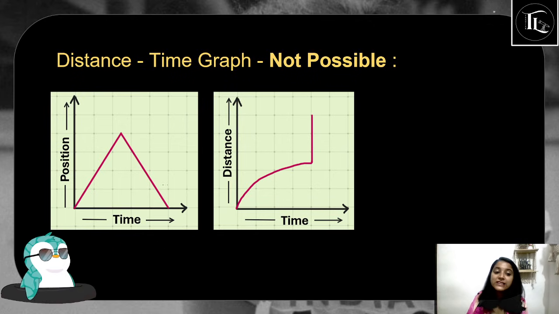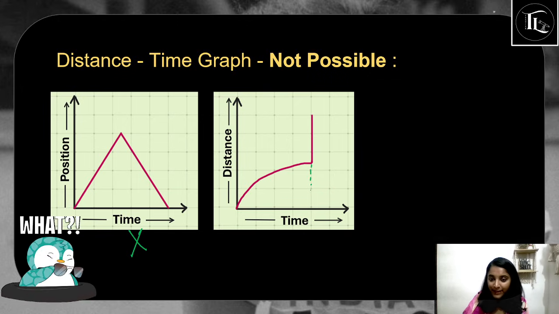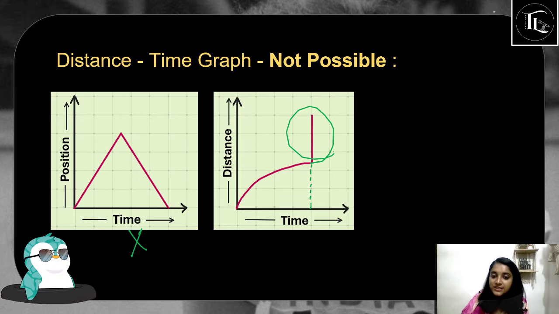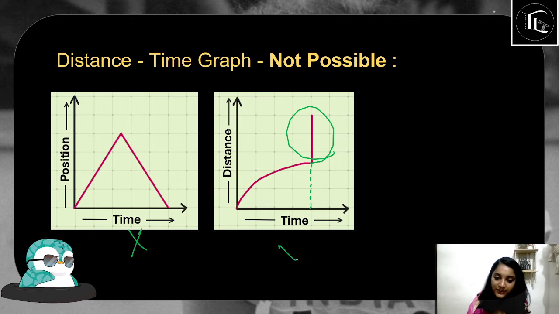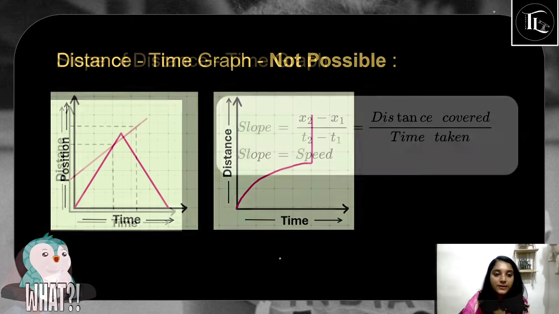Here the position is increasing and then decreasing. Not possible. Again, at the same time period, you see how the distance has increased enormously. Not possible. So again, it's not possible here.